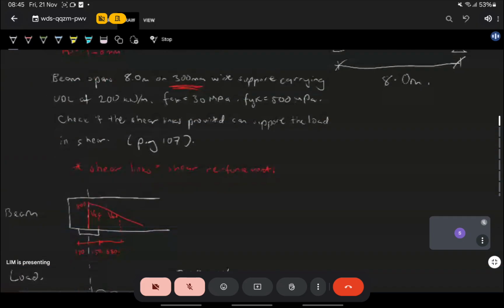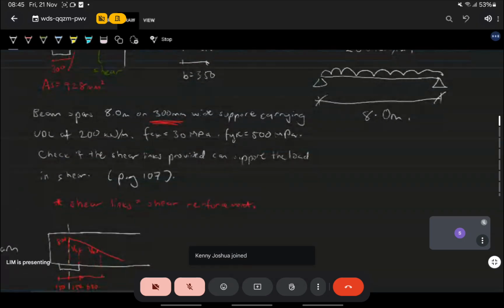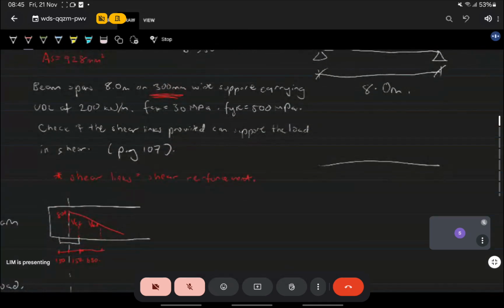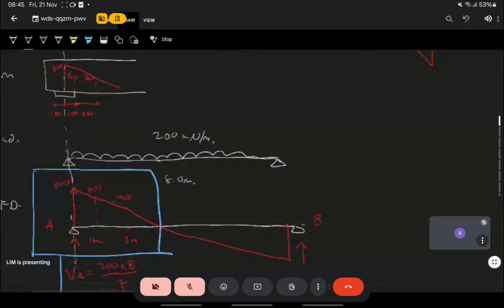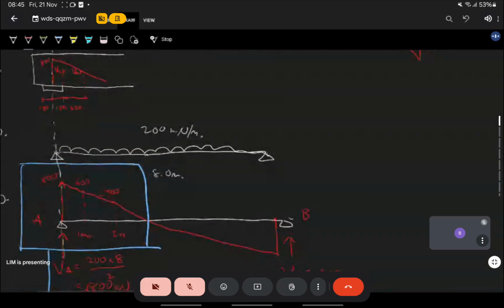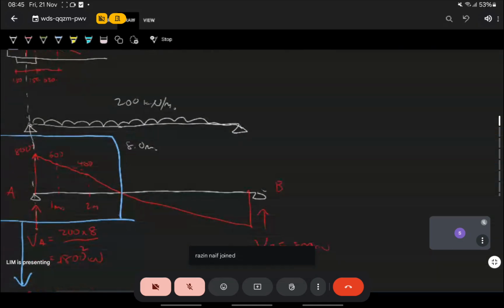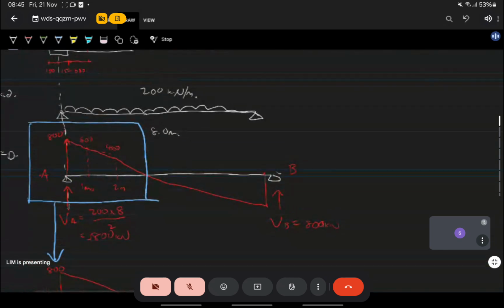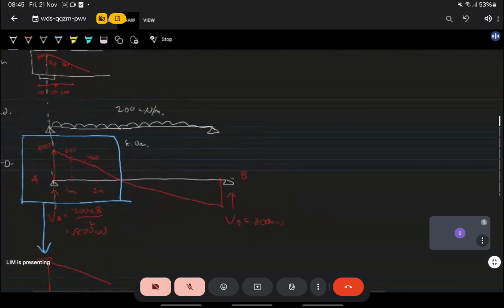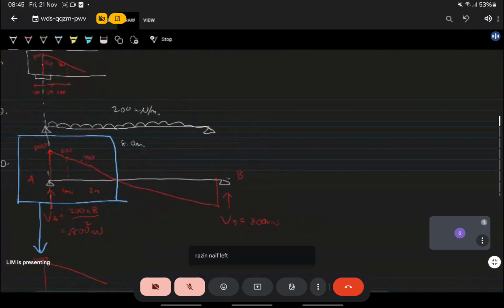What we did last week, we calculated the shear force. It looks something like this. Okay, let me draw next to it. Let me go through this very quickly with you.